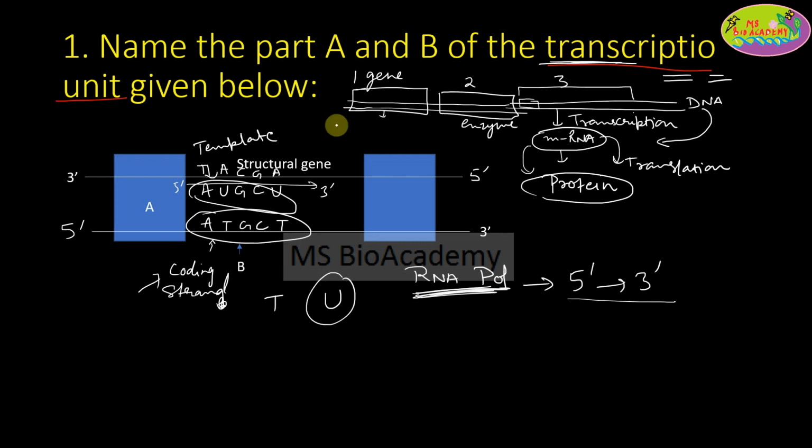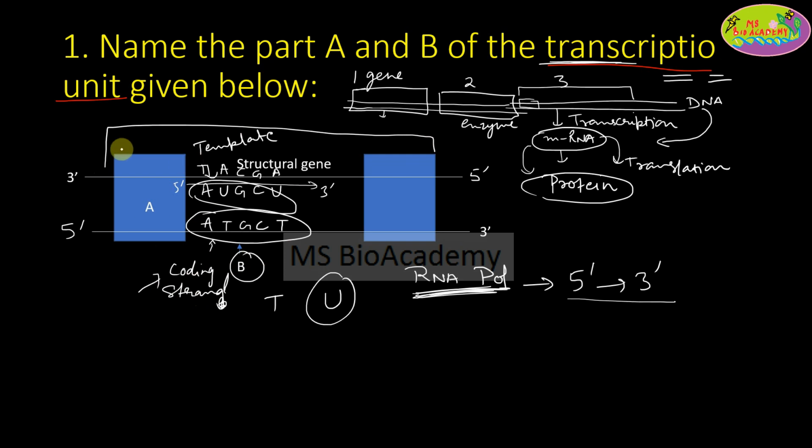So now the first thing we have found out: what is this B? This is our coding strand, right? So B is the coding strand. And what is this A? Now I've told you that this complete thing is called a transcription unit. It is also mentioned, right? So in the transcription unit there are 3 important regions in order to synthesize a complete mRNA.